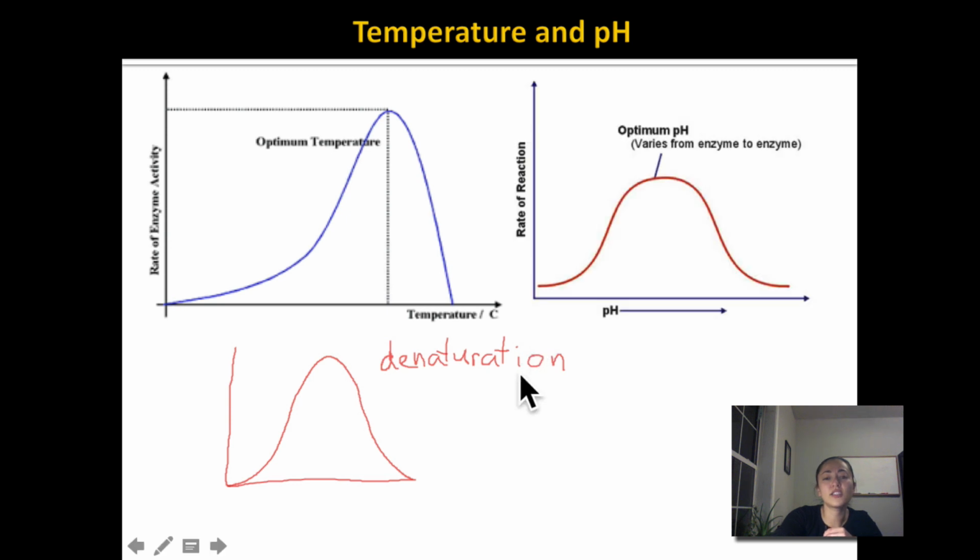Another thing that can cause denaturation is extreme pH. So notice we have the exact same shape curve here. So there's always some optimum pH where the enzyme works the best, but anything lower or higher than that causes denaturation. The enzyme can no longer function. It can no longer bind with the substrate and cause a change to happen.